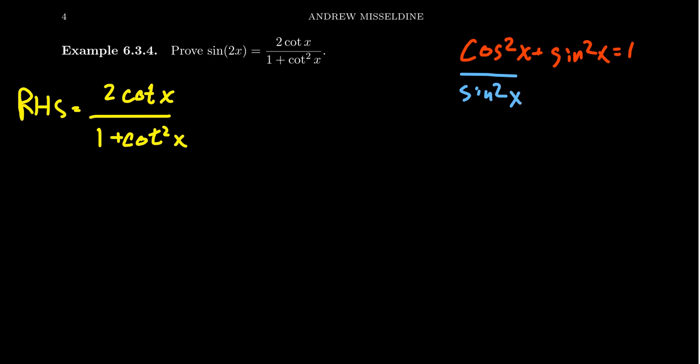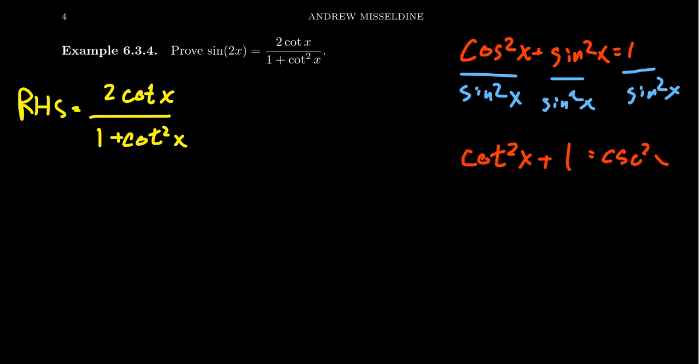So maybe we divide everything by sine squared and see if that leads to what we're looking for. Cosine squared divided by sine squared gives us the cotangent squared that we're looking for. Sine squared divided by sine squared is equal to 1. Oh, look there, 1 plus cotangent squared. That's what we're looking for. The right-hand side is then equal to cosecant squared. So let's make that substitution. So the denominator then becomes, because the numerator stays as 2 cotangent, the denominator becomes a cosecant squared like so.